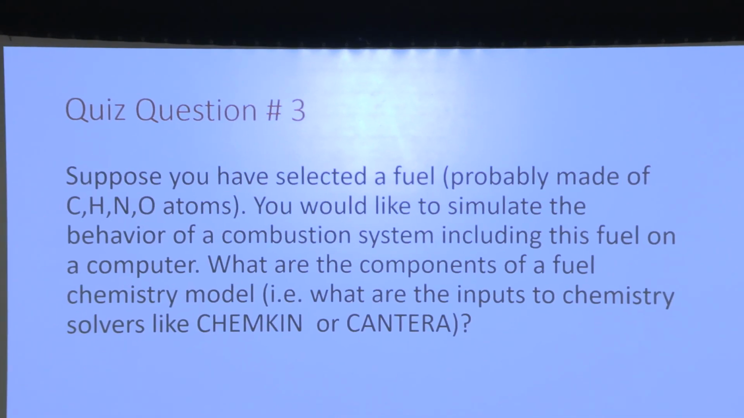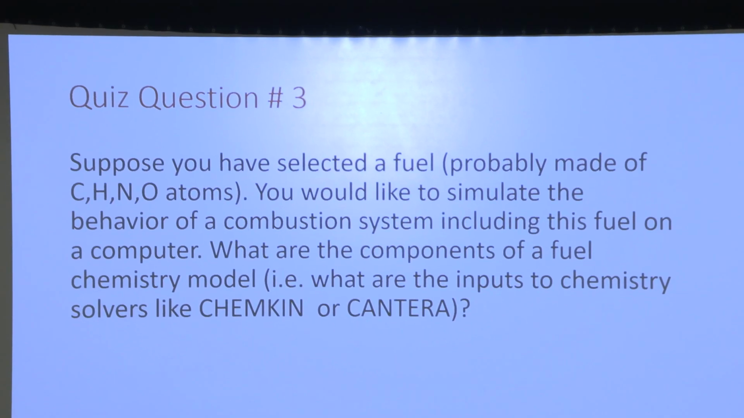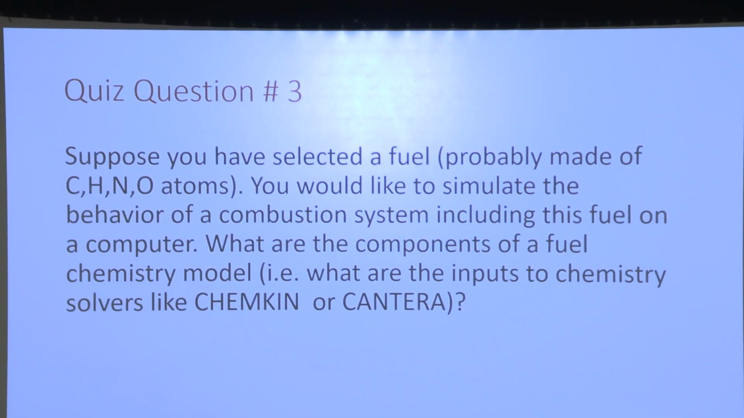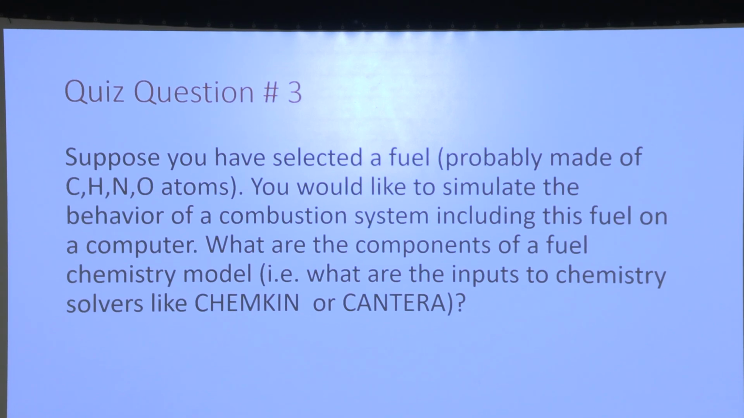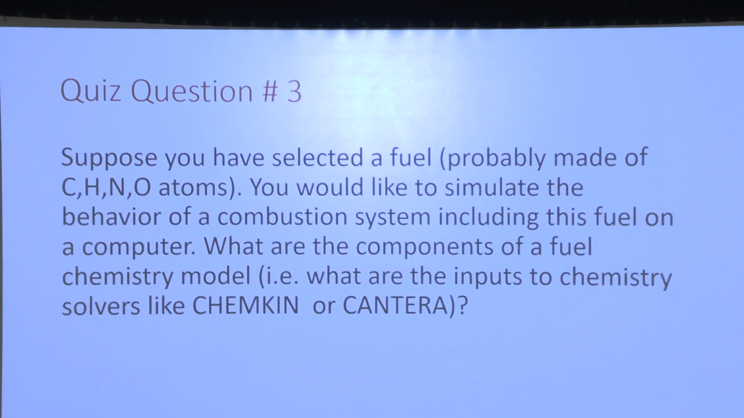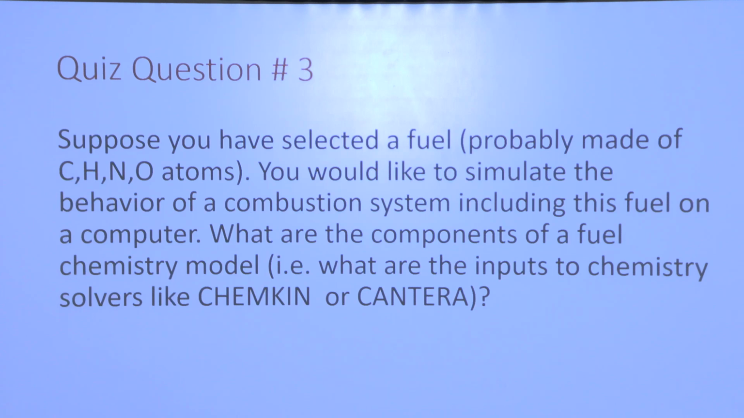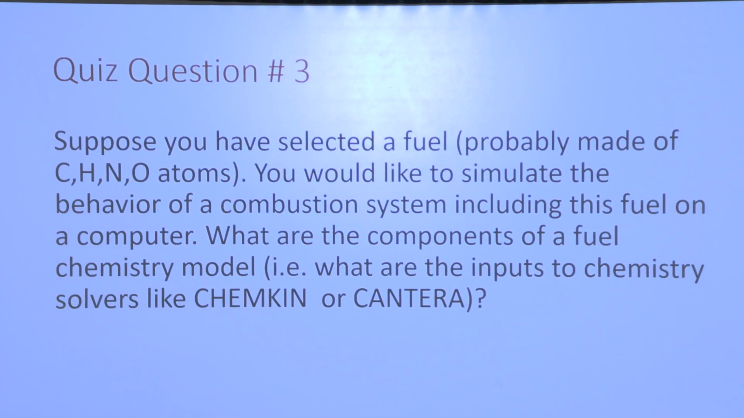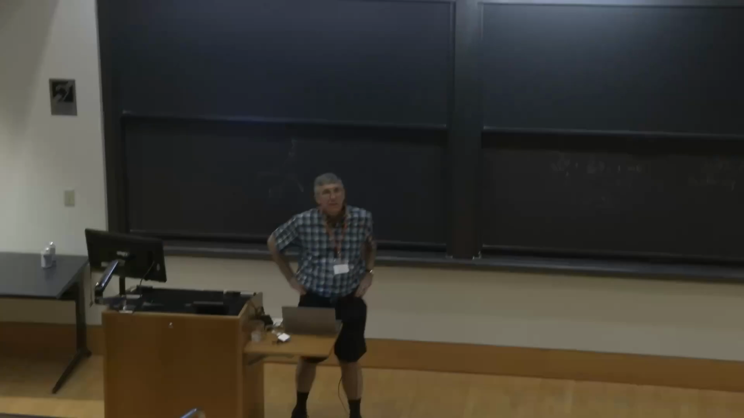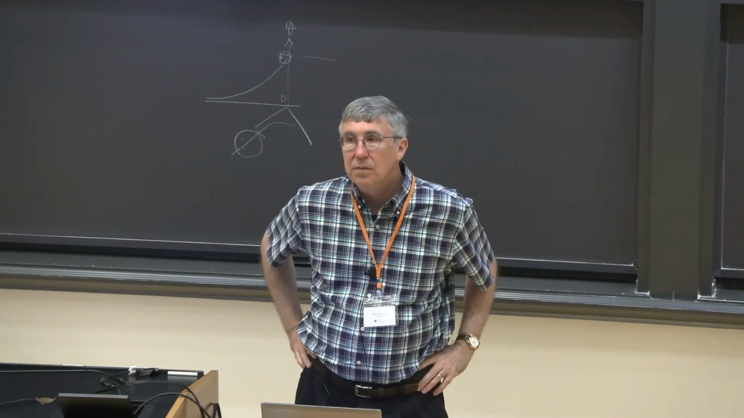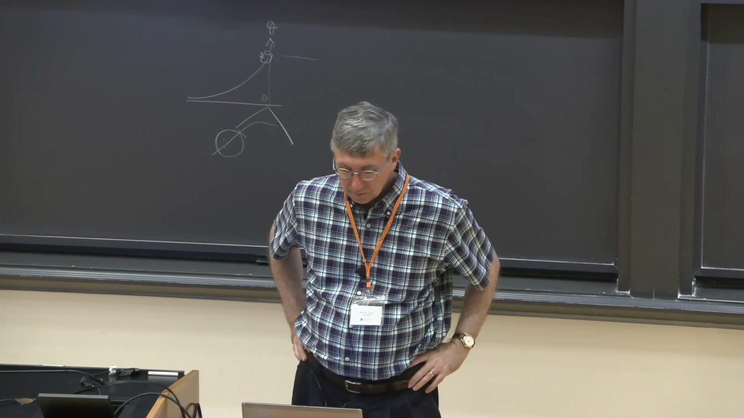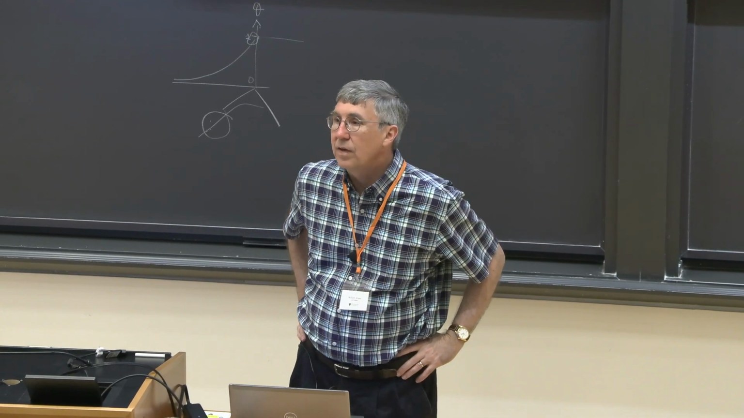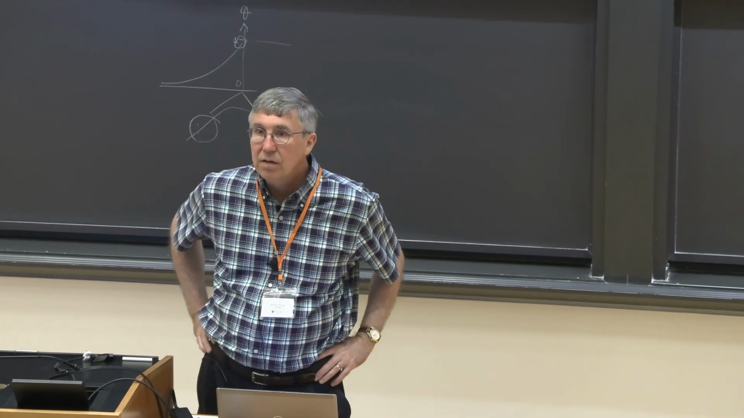So suppose that you were trying to decide on, say, some new transportation fuel, and you decided that you would make it out of carbon, hydrogen, nitrogen, and oxygen atoms, because that's what we decided are the good elements for a fuel. And you wanted to simulate the behavior of a combustion system with this fuel on a computer. What do you need to know to make a model that you would be able to use? Like, what are the inputs to a solver like ChemKin or Cantera?